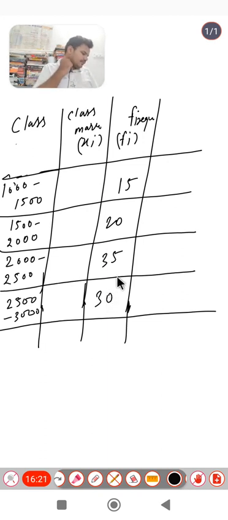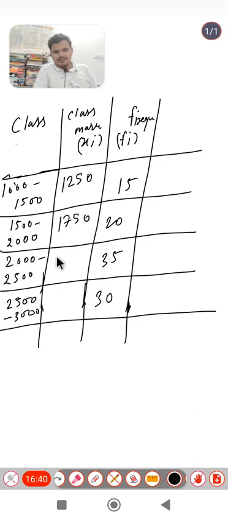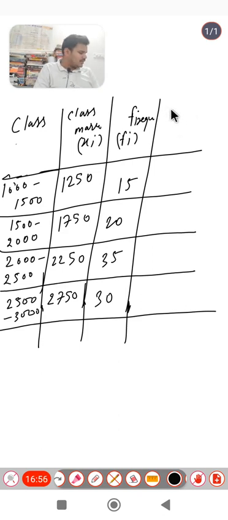Now again, the class mark is 1000 plus 1500 divided by 2, that is 1250. Then we directly add 500, that is 1750, then 2250 and 2750. So these are the different class marks we got. Now we have to add one more column, the fifth one.